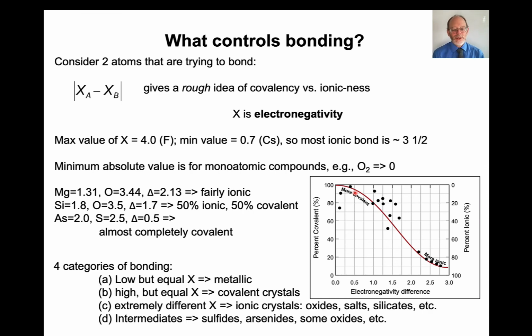There are 4 categories of bonding. If the 2 elements have low but similar electronegativities, they tend to form metallic crystals. If they have very high but similar chi, they form covalent crystals. If they're extremely different, they form ionic crystals, and that's really a lot of oxides and salts, and silicates tend to be pretty ionic, although they can also be quite covalent. And then there's all sorts of intermediates, the sulfides, the arsenides, some oxides, and so on.